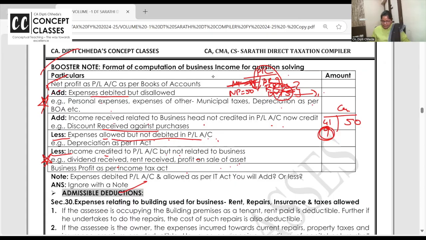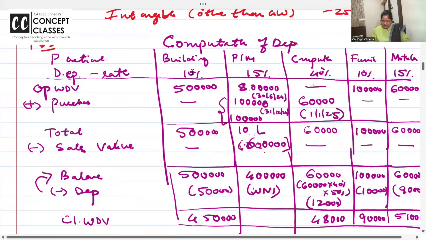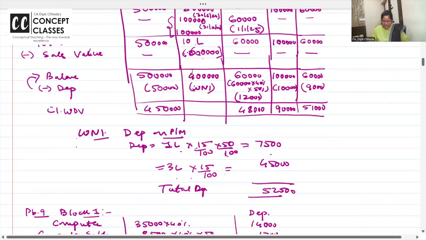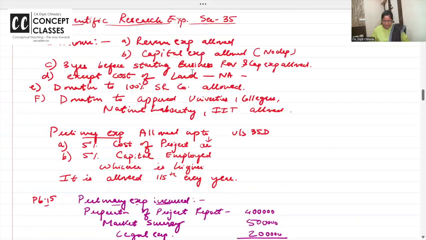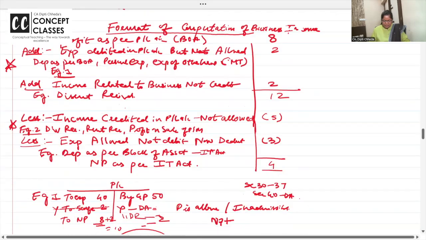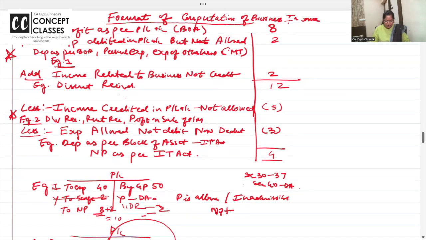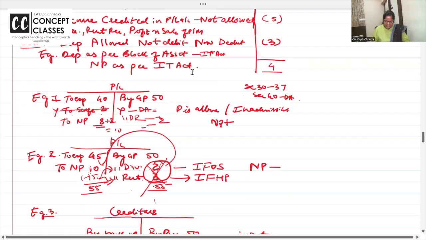For this, I will give you one note which I have made the students write. Here it is. Usually start the class with depreciation and add and less. Then scientific research, then question, then preliminary expense, then question. This is it. See, net profit as per P&L account is say 8 rupees. Now depreciation as per books is debited. So add back.